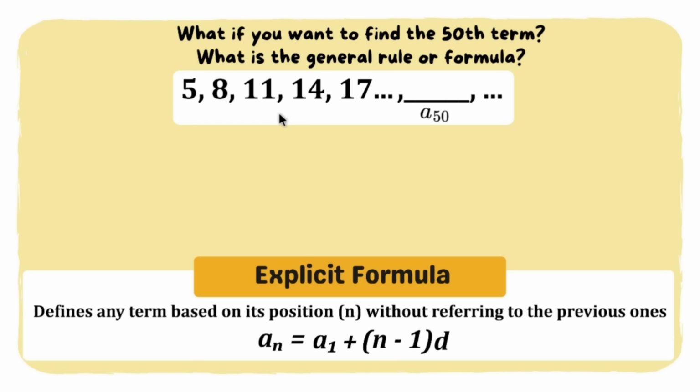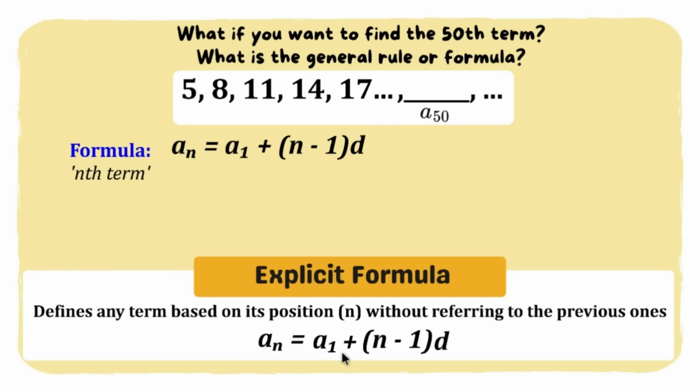Let's go back to the question. What if you want to find the 50th term? So let's proceed with the formula. Hanapin po natin yung nth term na formula. So from this explicit formula, gagawa tayo ng bagong formula. So let's see. Substitute natin. So since we have A sub 1, yung first term natin, alam na natin which is 5, substitute po natin. And then yung d, which is the common difference, gawin nating 3. Okay? Kasi alam natin yung common difference dito, which is 3.